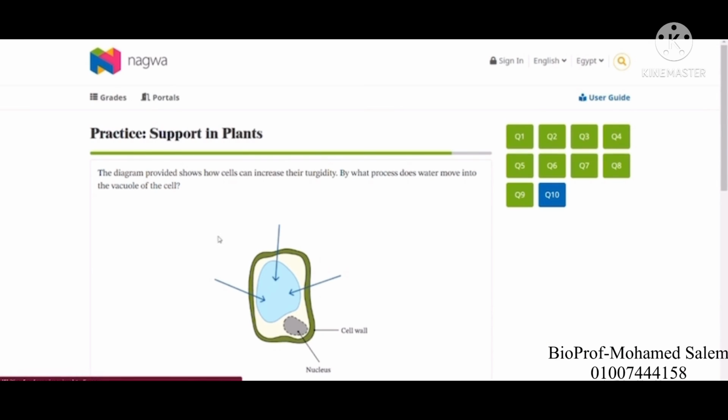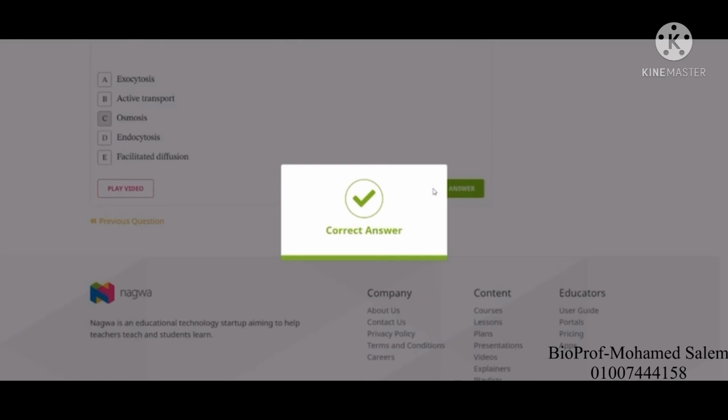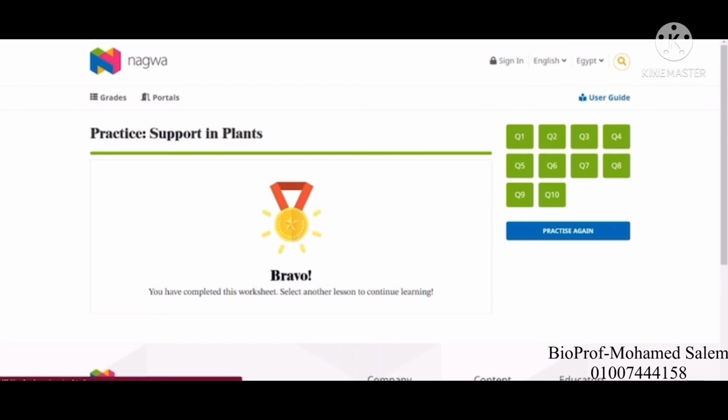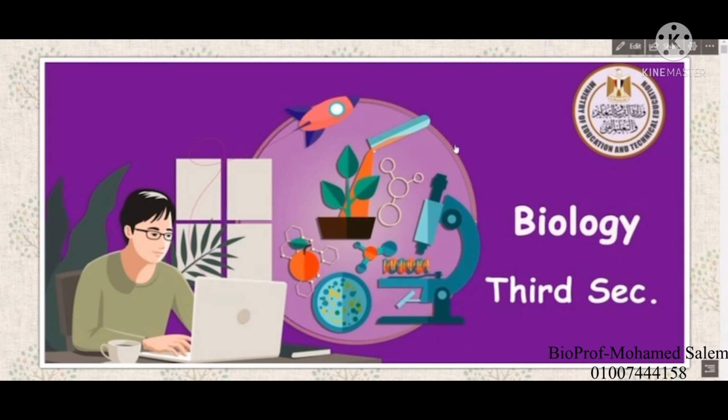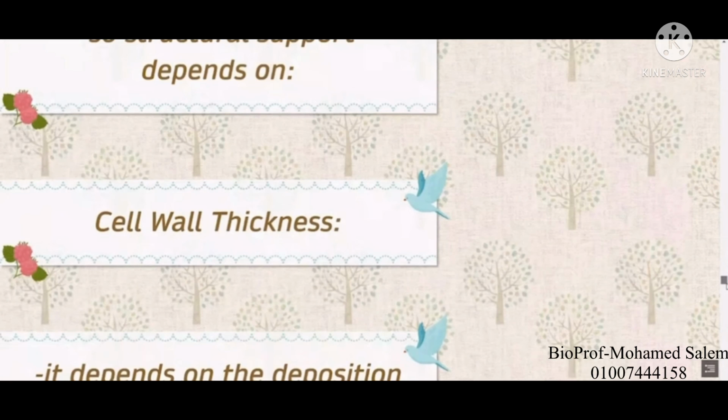The last question, the diagram provided shows how cells can increase their turgidity. By what process does water move into the vacuole of the cell? We said that the water moves by osmosis, as we said. So we have finished our session today about biology.